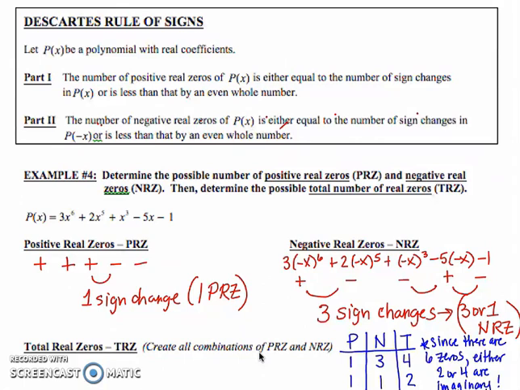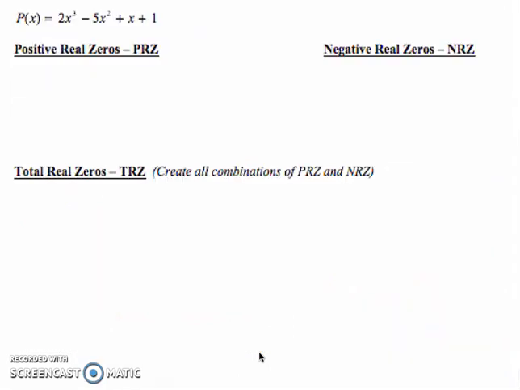Okay? Let's do another one. So here we have a new p of x. Let's find our positive real zeros. So we have a positive term, we have a negative term, we have a positive term, we have a positive term. So we have a sign change here and a sign change here. That's 2 sign changes, which tells us that we either have 2 or 0 positive real zeros.